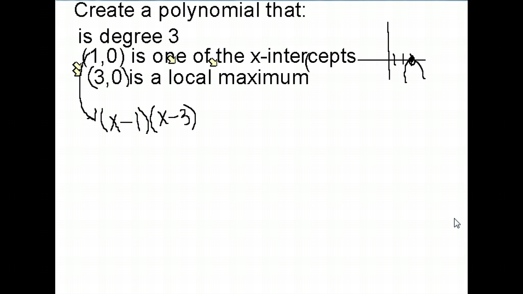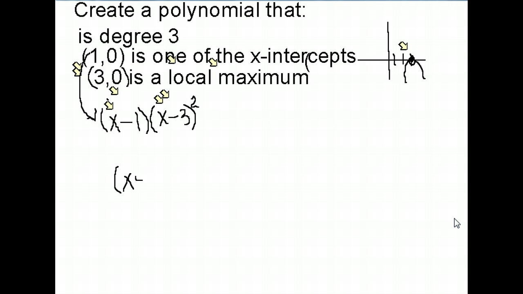What did we know about the multiplicity of zeros when they just touch the graph and go back? We know that they have an even multiplicity, so we know this has to happen at least twice. Okay? So this gives me a function that has (1, 0) as one of the intercepts. (3, 0) will be a local maximum because it will touch the graph at 3 and go back down. Okay? Will this be degree 3? It will, because I'll multiply x and 2 x's there.